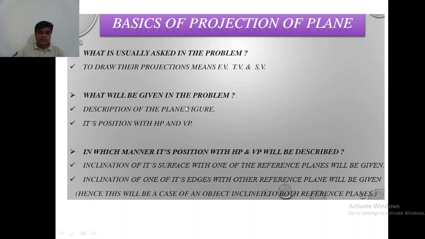In the problem they will give what kind of plane it is, whether the plane is a triangle, rectangular plane, circular plane, pentagon or hexagon, and they'll give the position of the plane, how the plane is positioned or located with respect to HP and VP. Also they will tell you how the plane surface is inclined to HP and VP. Again, the location. We'll see this when you solve the problems.